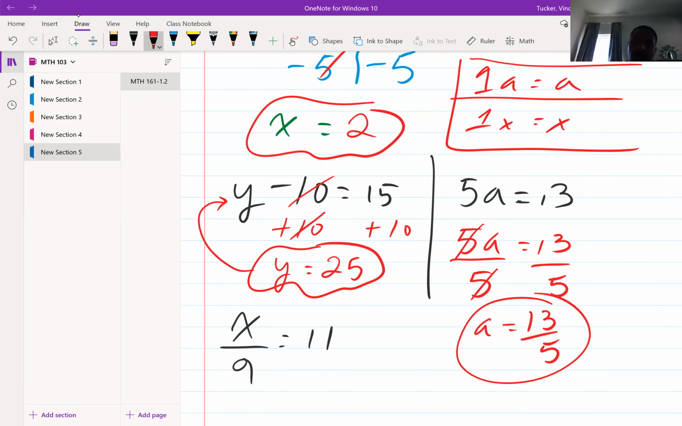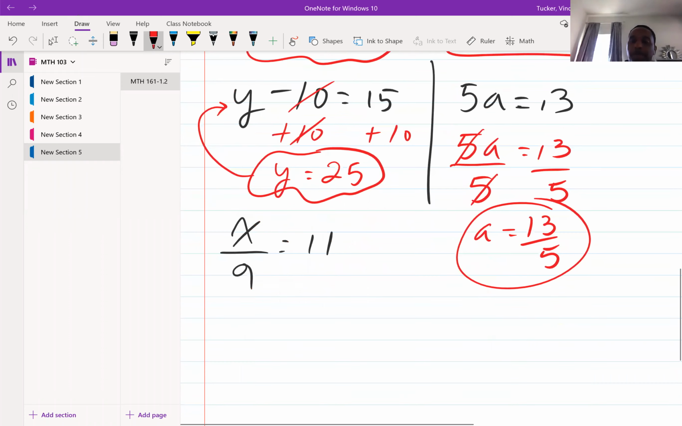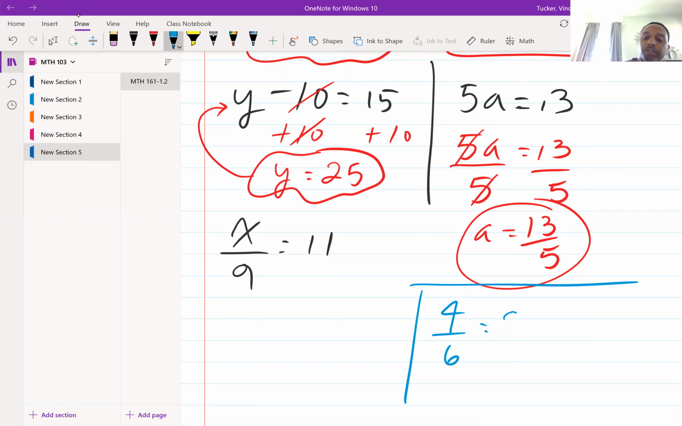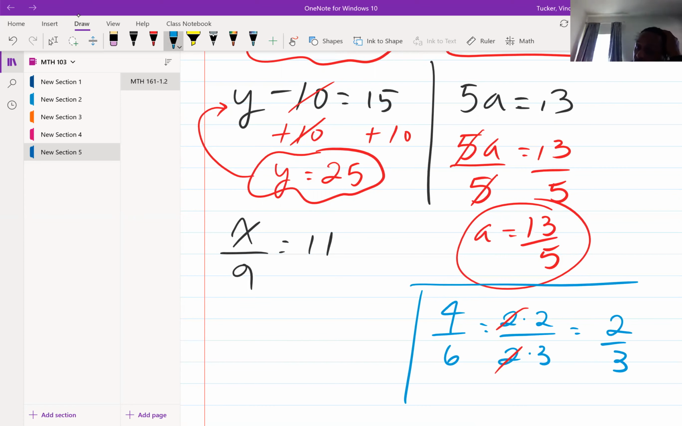You don't have to convert that to a mixed number or decimal. If you have a fraction, you are expected to write it in simplest form, but you don't have to write it as a mixed number or decimal. So if I had 4 over 6, all they're saying is that they expect you to reduce that down, in which the 2s will cancel and leave you with 2/3. So you don't have to convert it to a decimal. You don't have to convert it to a mixed number. But if it can be reduced, you are expected to do so.